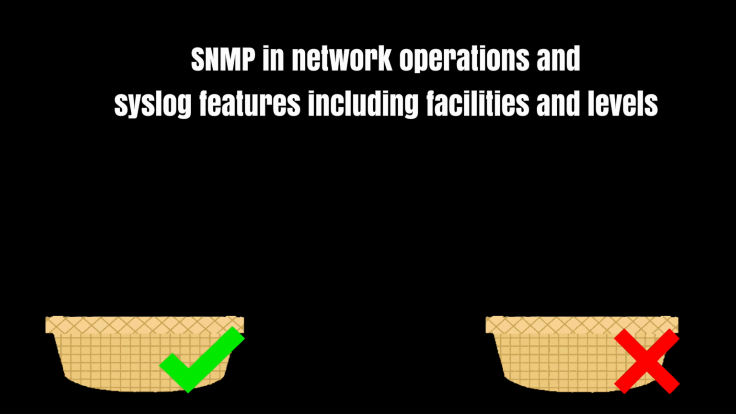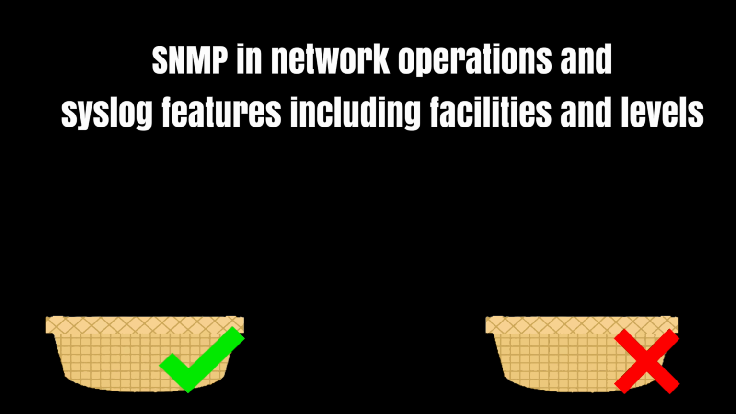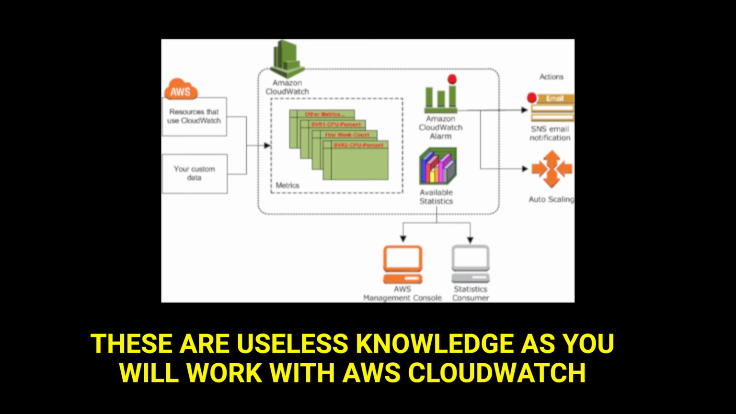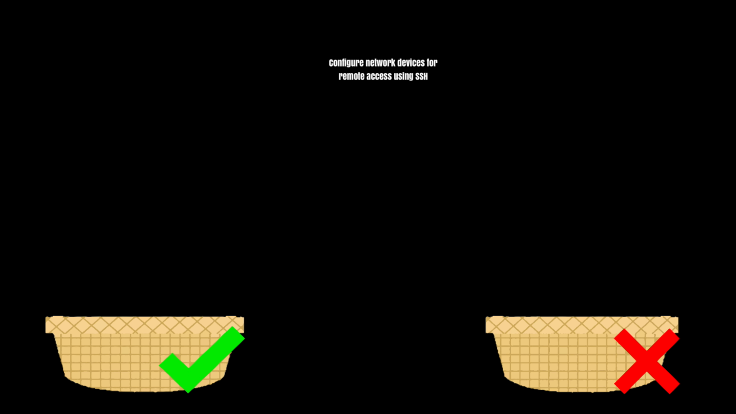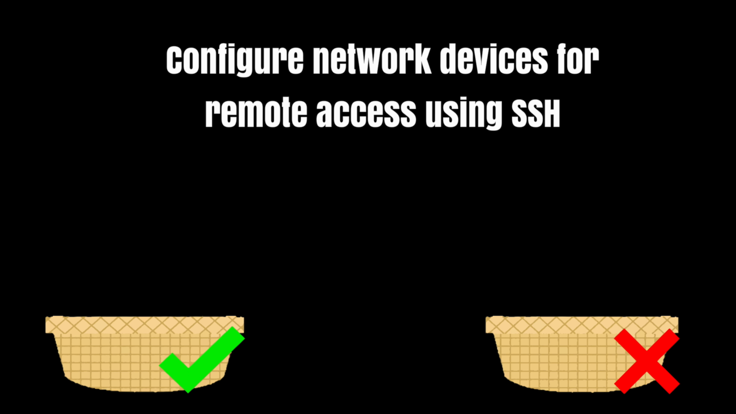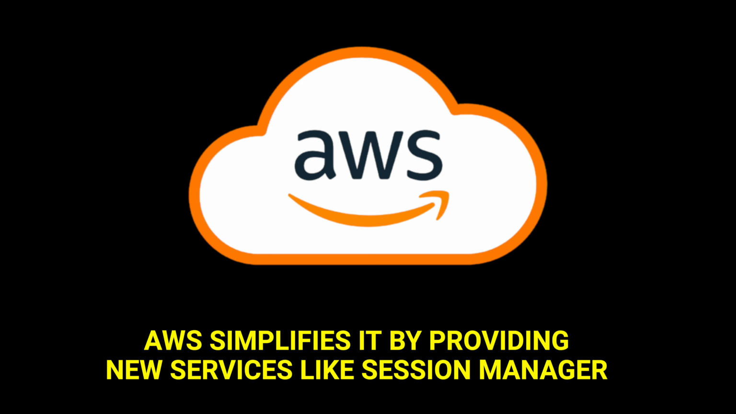Explain the function of SNMP in network operations and describe the use of syslog features including facilities and levels. These are useless knowledge as you will work with AWS CloudWatch. Configure network devices for remote access using SSH and describe the capabilities and function of TFTP or FTP in the network is for the green bucket, since that will be your daily task. Remote access to EC2 instances: AWS simplifies it by providing new services like Session Manager.